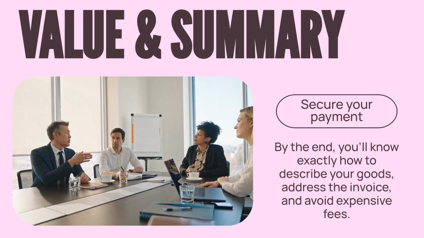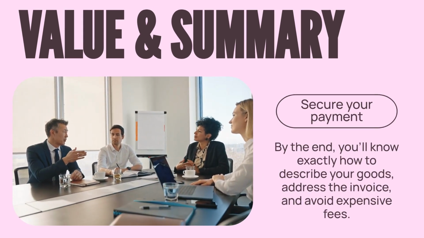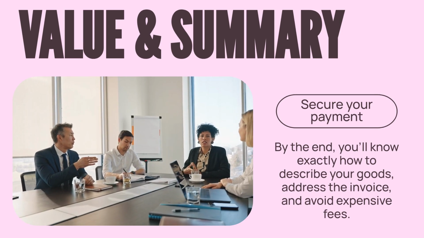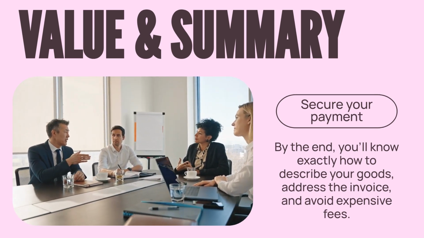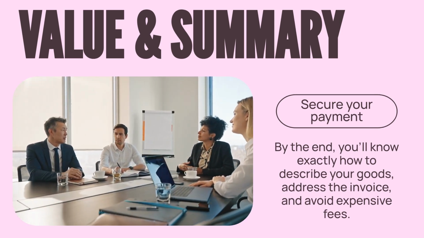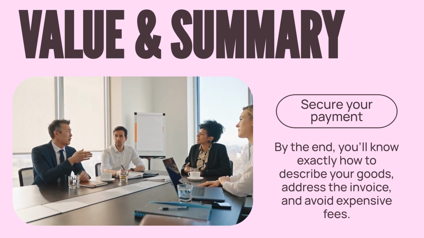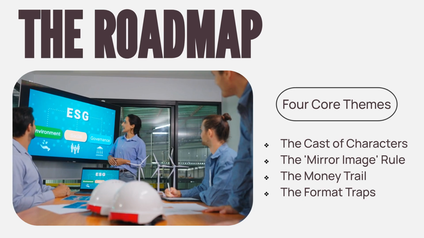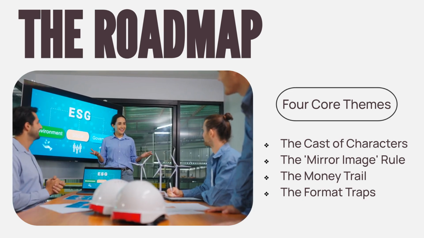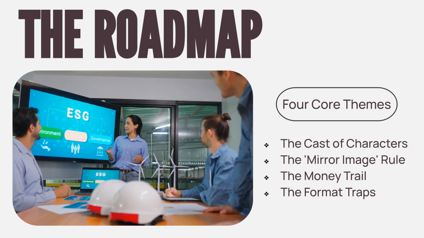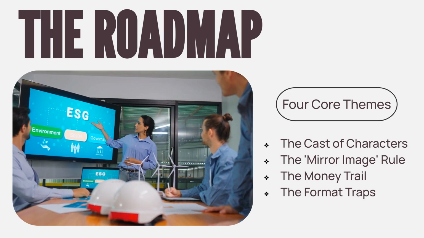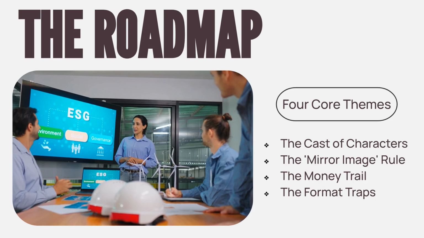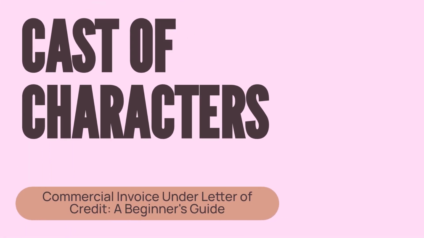This guide pulls back the curtain on the commercial invoice, the document that acts as your primary demand for payment. By the end, you will know exactly who must issue the invoice, how to describe your goods, and avoid payment delays. To master this essential document, we will navigate 4 core themes. First, the cast of characters. Second, the mirror image rule. Third, the money trail. And finally, the format traps. Let's start with the cast of characters.